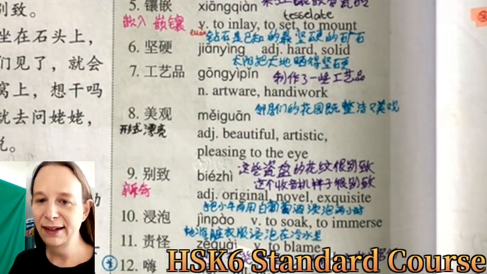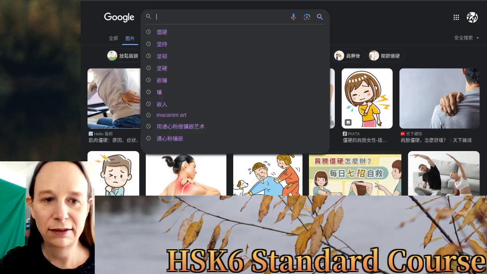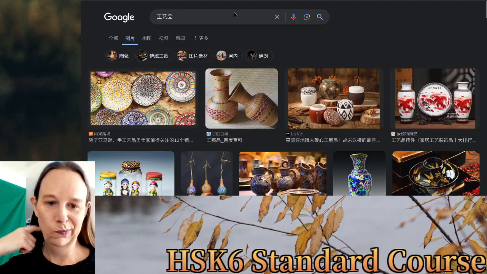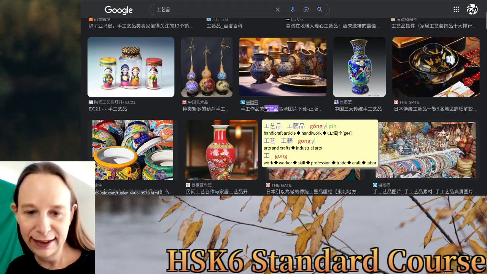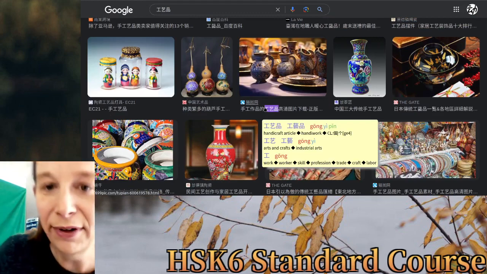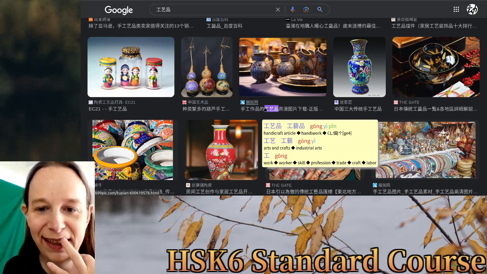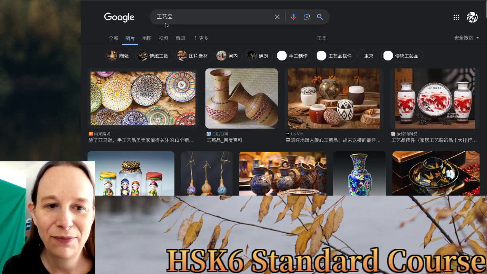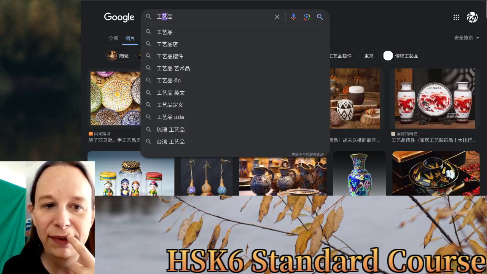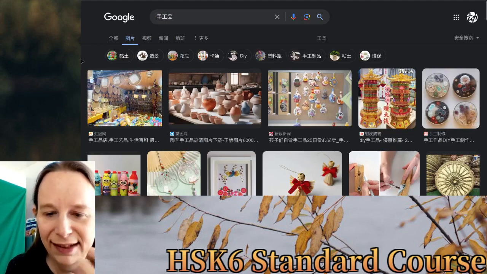Okay, next. 工艺品. This one's not too bad. There you go, like handicrafts or something like that. 工艺品, 工艺, handicraft article, handiwork. Handiwork, that's a good term. What do they translate it as? Hardware, handiwork. Yeah, handiwork's a good translation. I guess this is 手工 or 工艺, art products, so worked art products. There's also shougong pin, right? This is handmade products.